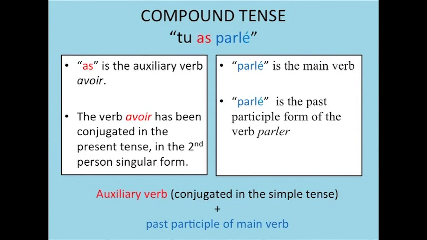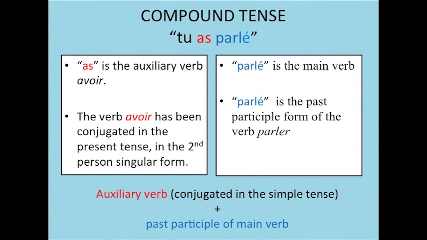The other two words are the two verbs that form the compound past tense. Let us examine these two verbs separately. The second verb, which in this case is parlé, is the main verb. This form of the verb parler is known as the past participle. The first verb is the auxiliary verb avoir that helps in the conjugation. The verb avoir has been conjugated in the present tense, second person singular. So you have the verb avoir conjugated in the present tense followed by the past participle of the main verb.